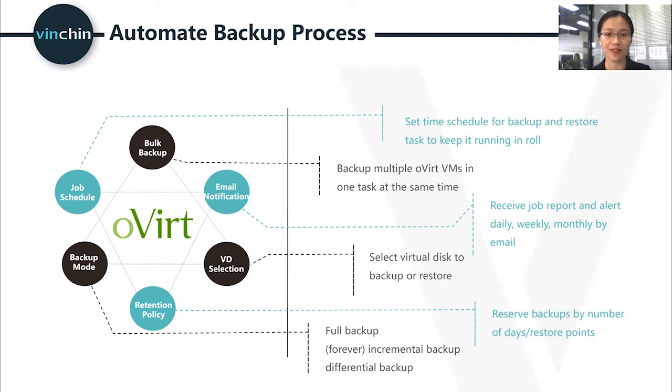Select specified virtual disks to back up and restore. When there are multiple virtual disks in the VM, you can select which disk you want to back up or restore. Support full backup, incremental backup for every incremental backup, and also differential backup. You can also choose to retain backup data by number of days or number of restore points. As long as your backup storage has sufficient space, you can retain as much backup data as you want.